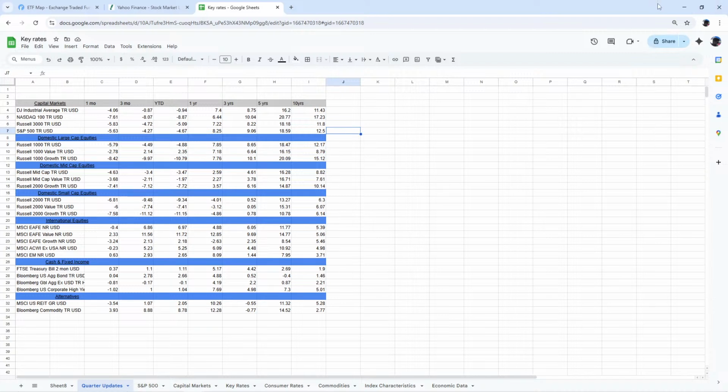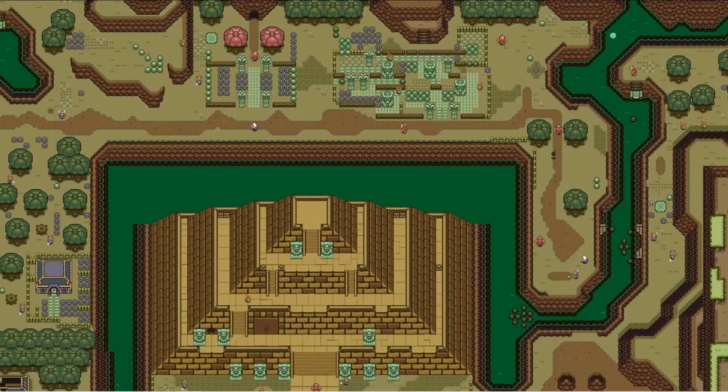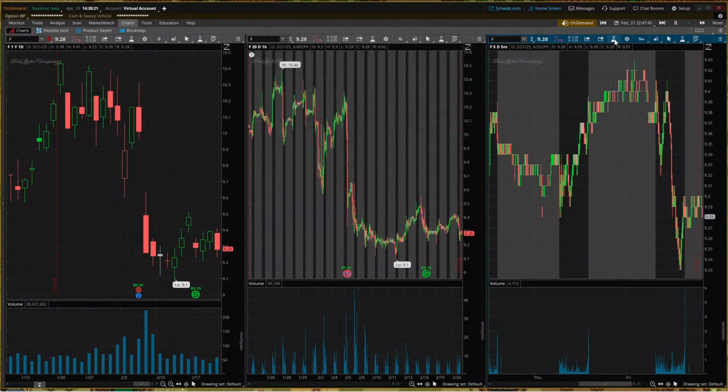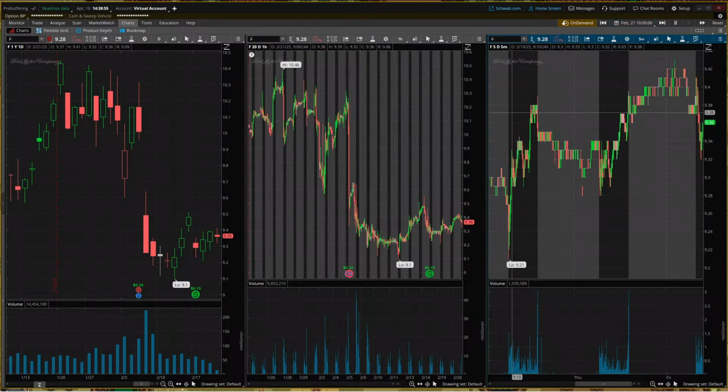All right, here's what we're gonna do. We can close these guys. I don't need key rates. I do need Thinkorswim, and I need on demand. On demand is enabled. We are in February 2025. Let's jump back. We can jump back. May 22. Let's go 10. So we're going to trade. That's how you do that.